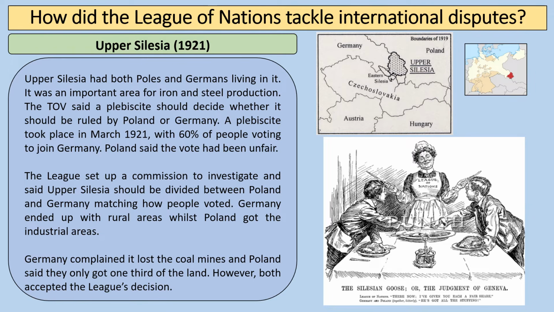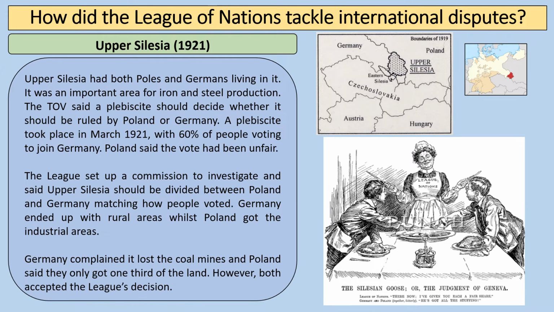Right then, so you need to have some examples for how the League of Nations tackled international disputes. So the first one we're going to have a look at is Upper Silesia. Now, the Treaty of Versailles basically said that a plebiscite, which is like a referendum, a vote really, should decide whether Upper Silesia should be ruled by Poland or Germany, because it's an area which is rich in iron and steel production, just between there, you can see on the map, between Germany and Poland. It's an area where Polish people and German people were living in it.